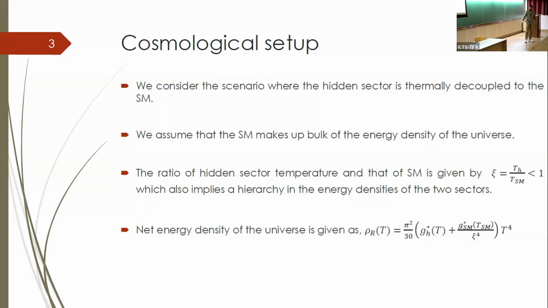So overall, the net energy density of the universe in the radiation era will be given by the sum of the two energy densities of the hidden sector and the Standard Model. Here g_star H represents the relativistic degrees of freedom for the hidden sector, and g_star SM represents the degrees of freedom for the Standard Model. T from now on will represent the temperature of the hidden sector. If you want the temperature of the Standard Model, that is given by T by chi.